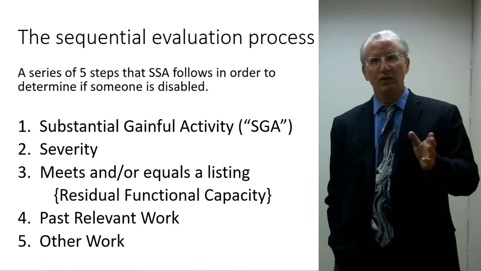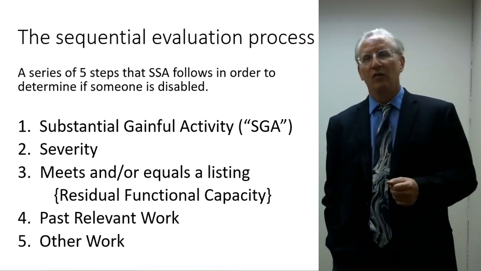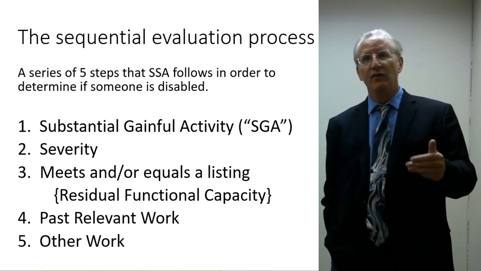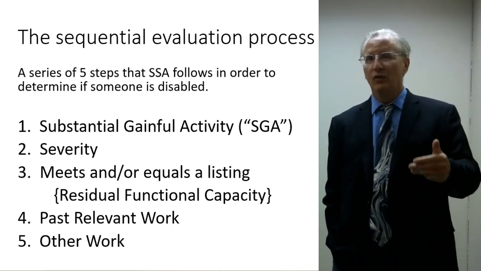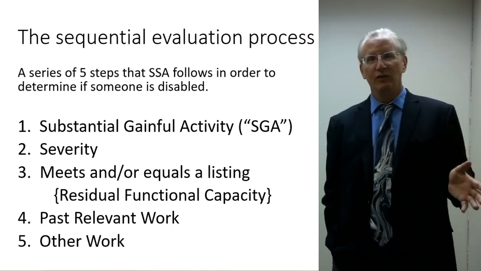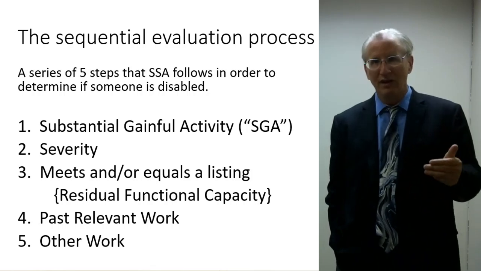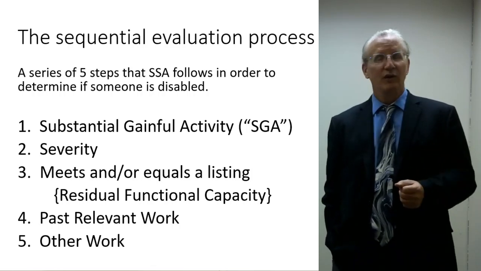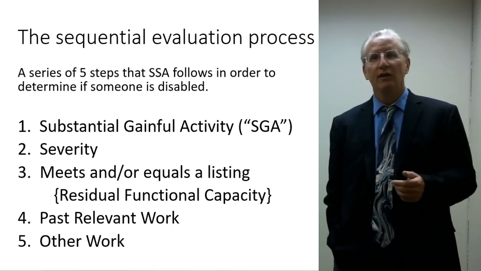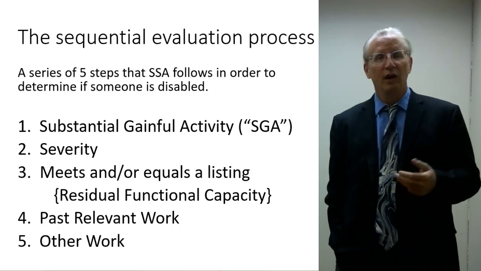Step 1 is substantial gainful activity. Is someone working and making in excess of $1,180 per month? They are, and by definition, they've proved that physical or mental impairment is not so significant that it prevents them from working. They are working at an SGA level. Their case must be denied. Now, there are several exceptions to that, like unsuccessful work attempts, self-employment income, and even sheltered work. But all those exceptions will be discussed in upcoming videos.